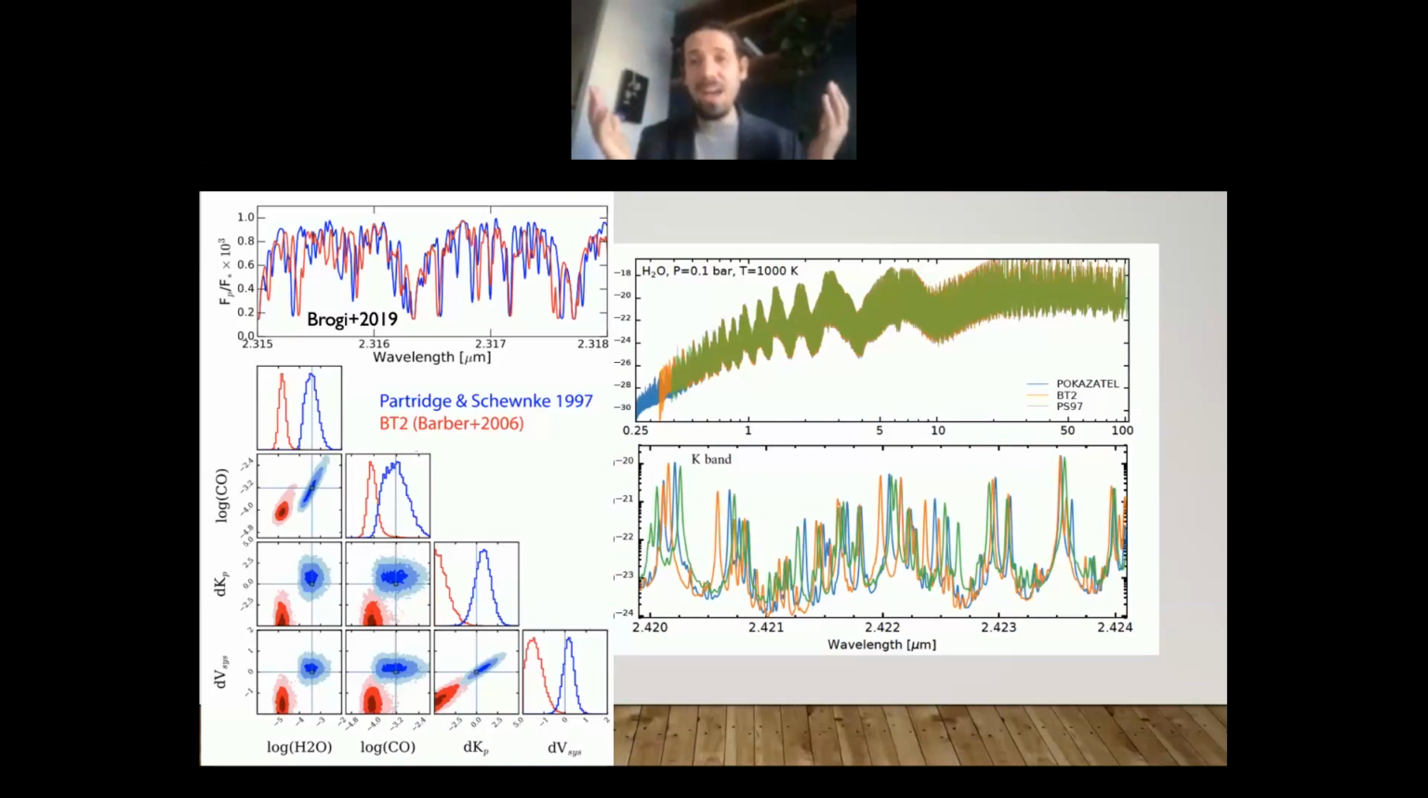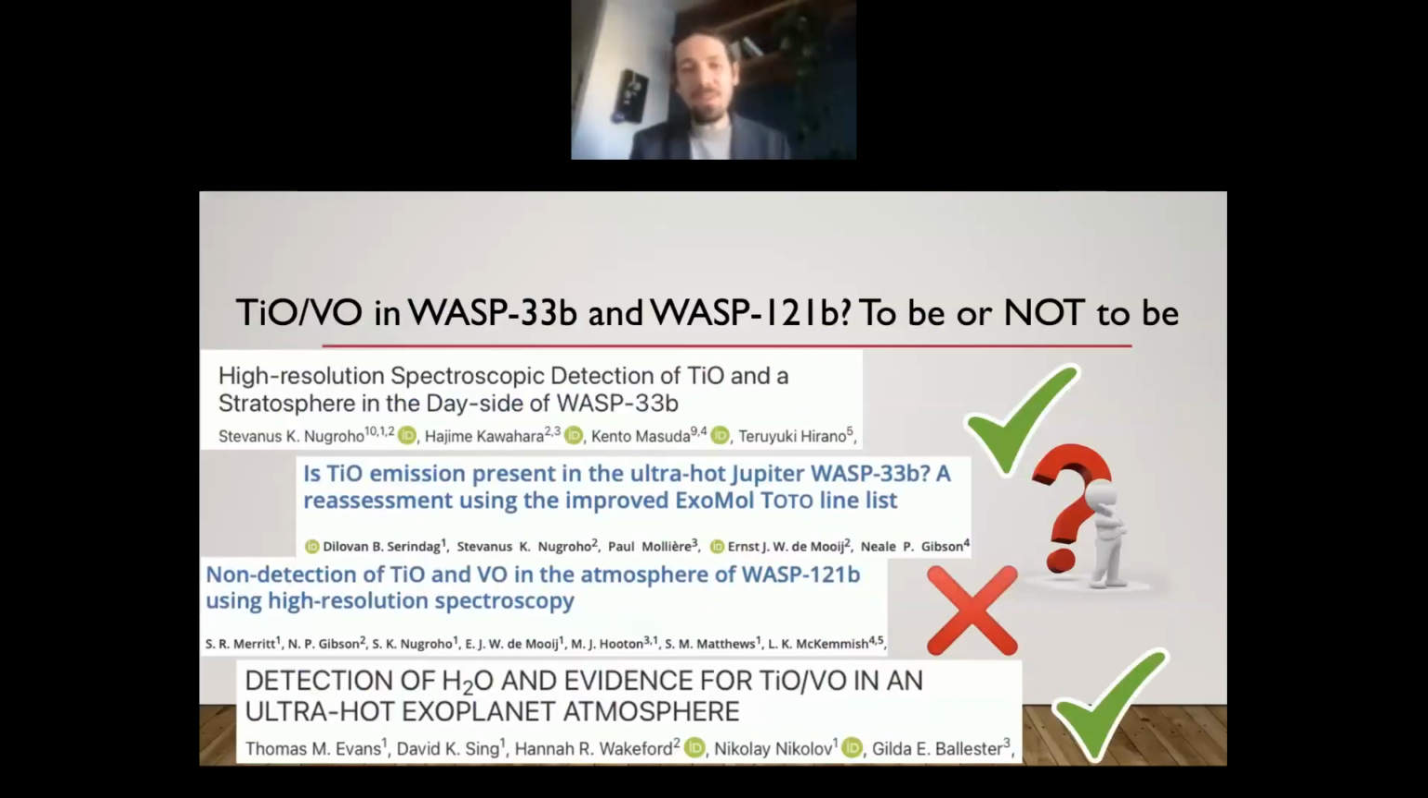The ultimate goal of space exploration, and of the missions that NASA sends, is a better, accurate and full understanding of those atmospheres. Another example is TiO and VO. The question that has come up over the past years is: do we have TiO and VO in ultra hot Jupiters like WASP-33b? Some people say yes, some people say no.